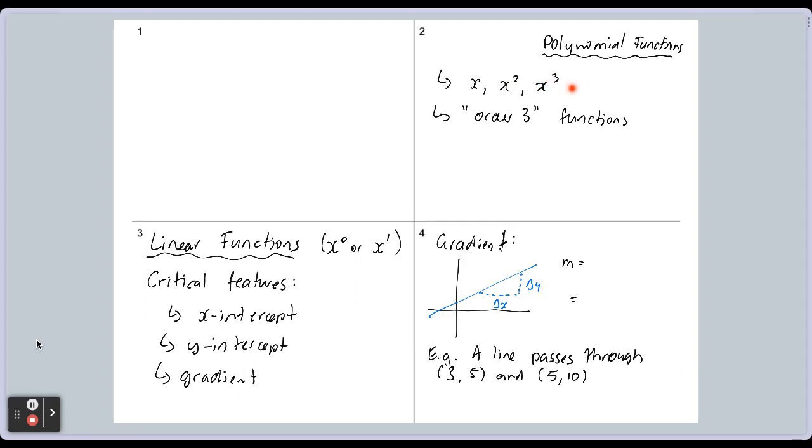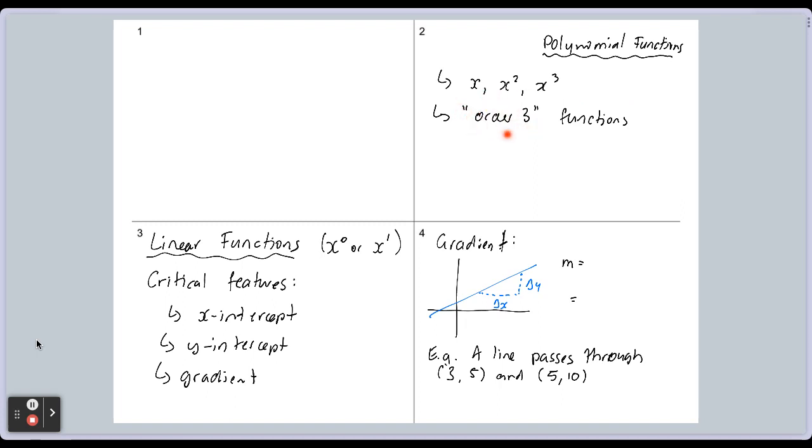We don't go any higher, so there will be no x to the power of 4 graphs, etc. Of course they exist. You'll do them in level 4 if you choose to go on next year, but you don't do them in level 3. I think I come back to this later in the video, so I won't dwell on it. Another way of saying that is that the polynomial functions will have a maximum order 3.